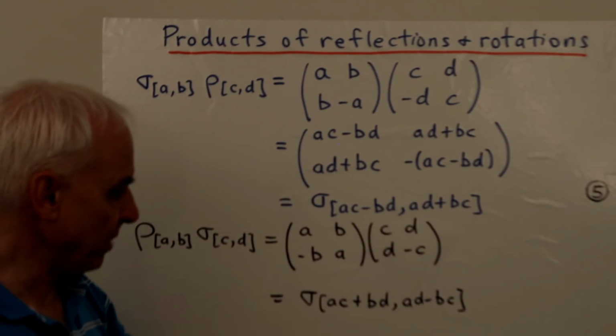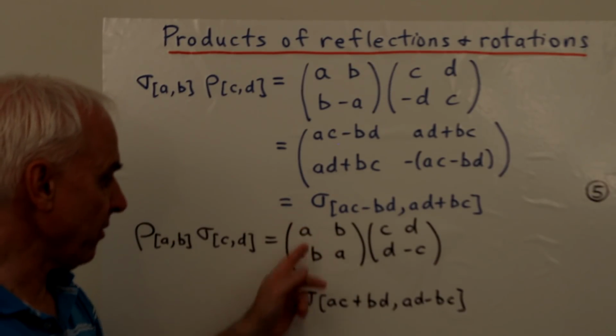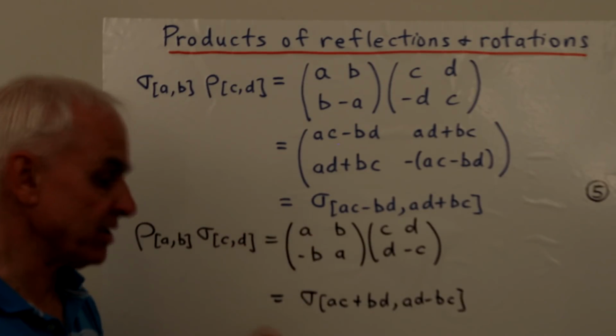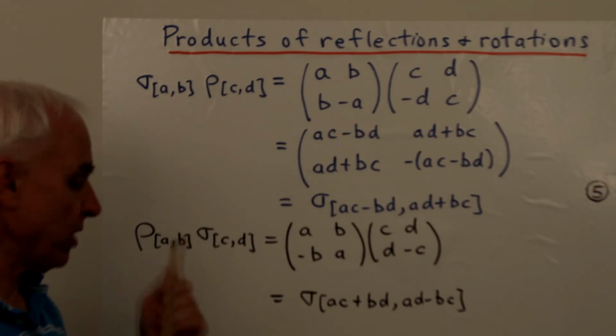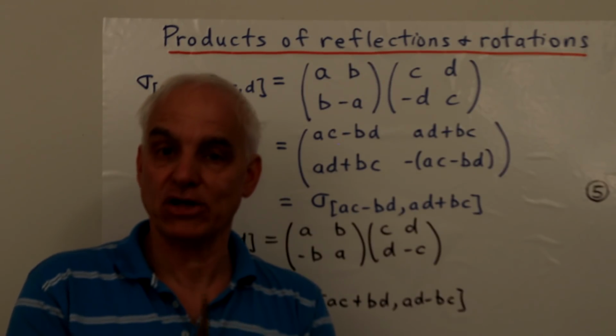There's the product of A and B, and there's the product of A bar with B. But this time they're reflections. The other two cases, we ended up getting rotations. Here we're getting reflections. So when you mix rotations and reflections and multiply them together, you get reflections.